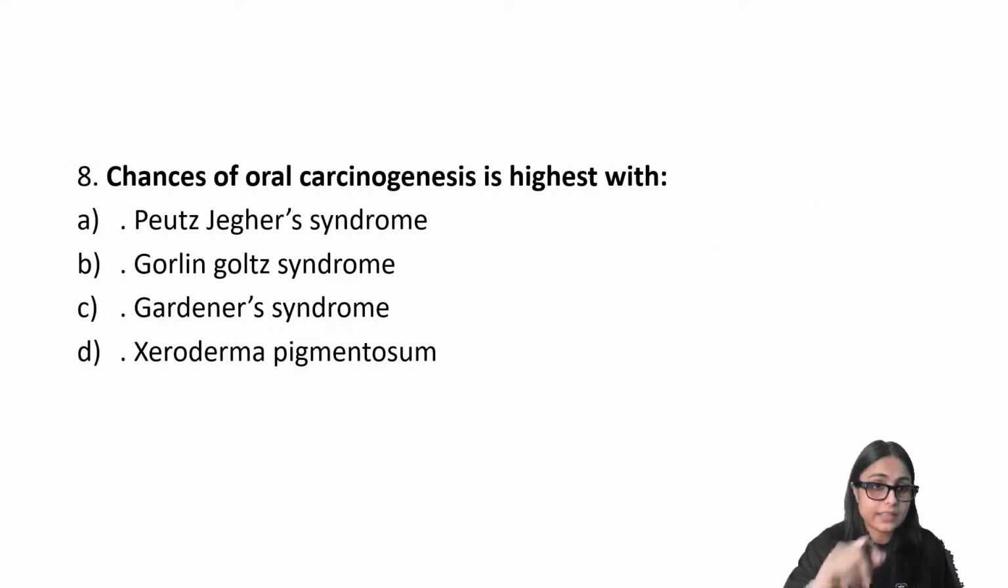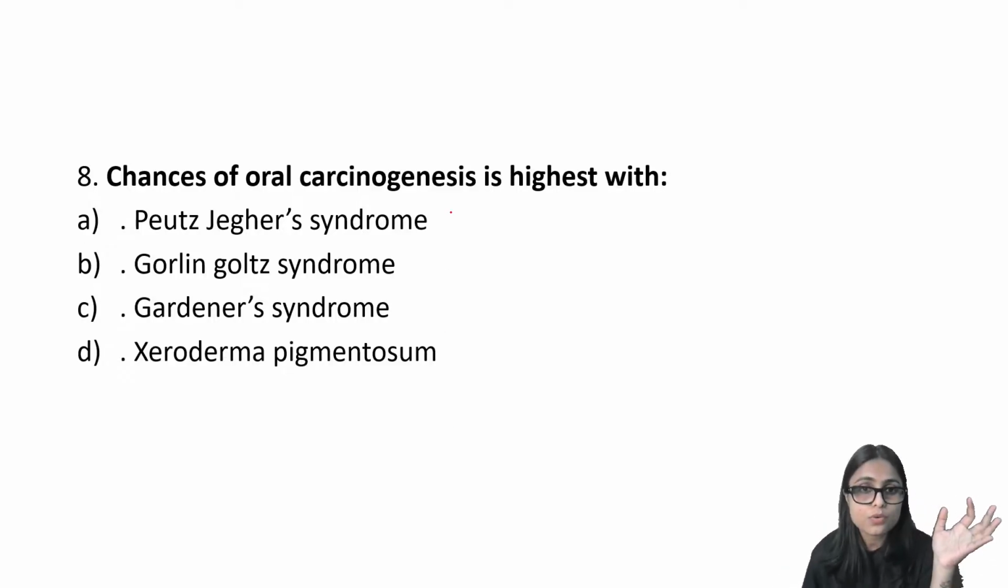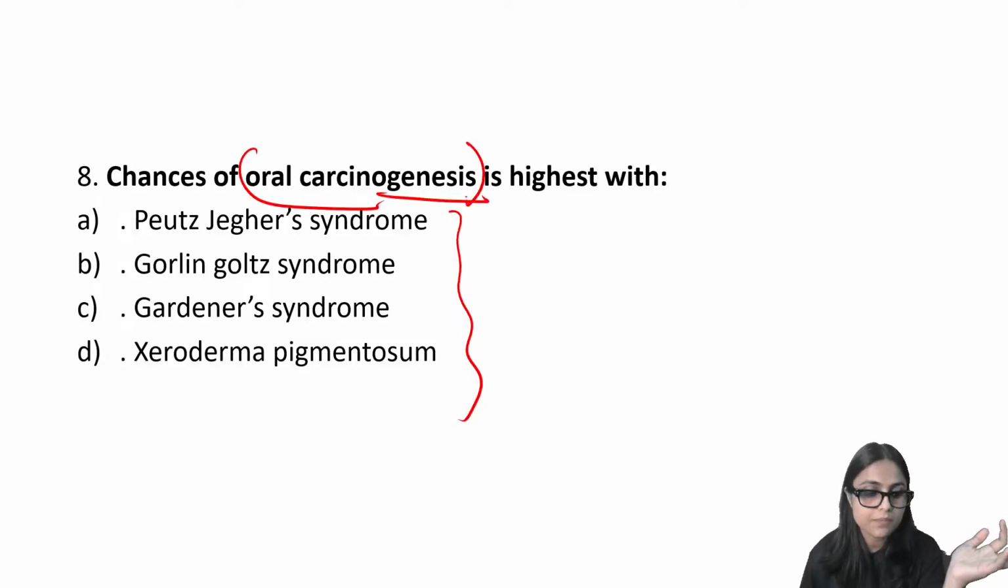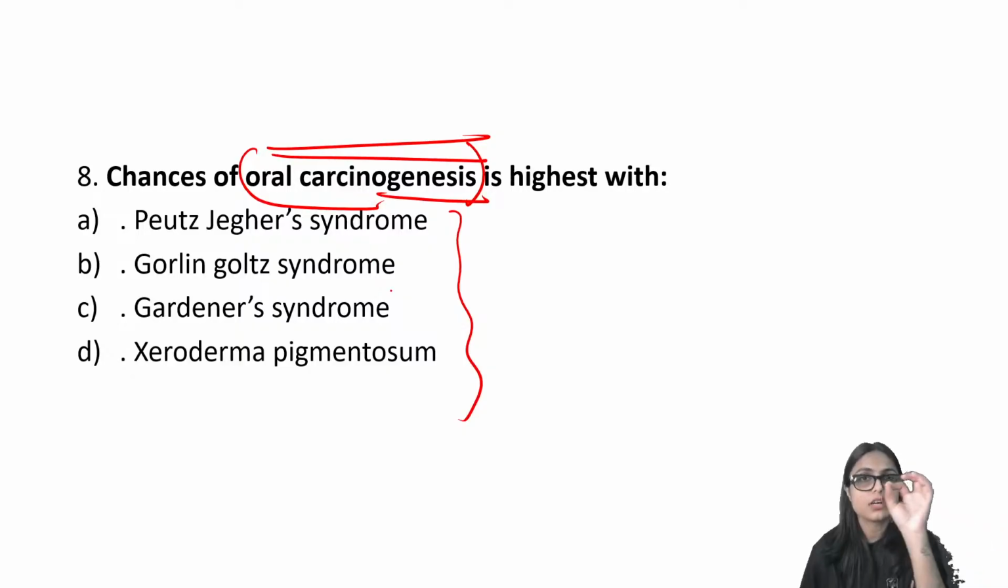Chalo, moving on to the next. Okay. So chances of oral carcinogenesis is highest with. This is also an easy question, but what I would tell you is that with the options they have given, they frequently ask questions based on all these syndromes. These syndromes are very important. So I am going to describe each syndrome, and then at the end we will conclude in which syndrome you see chances of oral carcinogenesis. Oral carcinogenesis is our important term.